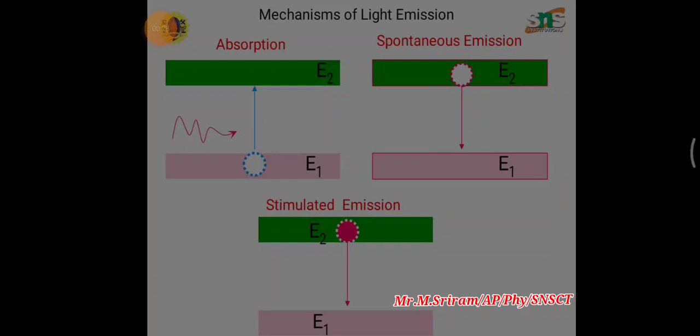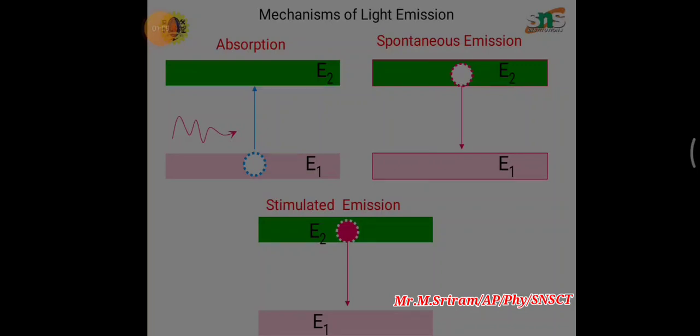We know that when light is absorbed by atoms or molecules, they go from the lower energy level to the higher energy level. During the transition from a higher energy level to a lower energy level, light is emitted from the atoms or molecules. Let us consider an atom exposed to photons of energy E2 minus E1, which is equal to h nu. Three distinct processes take place: first absorption, second spontaneous emission, and third stimulated emission.